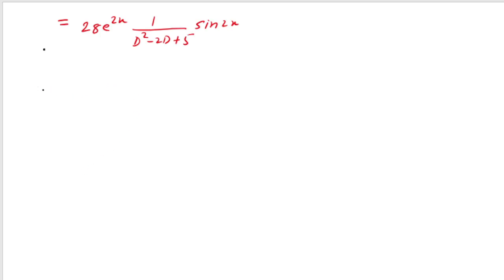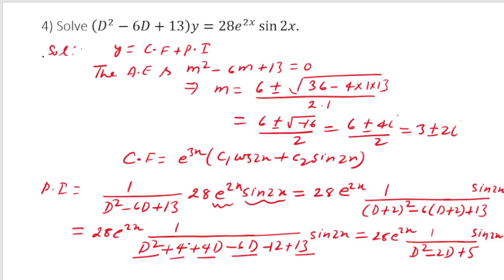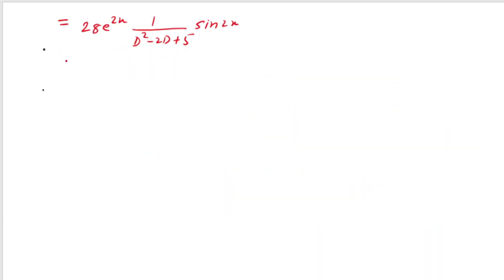So continuing over here, I already have copied this term here, 28 e to the power 2x, 1 by 2d square minus 2d plus 5, over sin 2x. Now I have to apply the sine result, that is 28 e to the power 2x, and in place of d square I have to put minus a square. So it will become minus 4 minus 2d plus 5, sin 2x. I hope by now you are confident about the process.